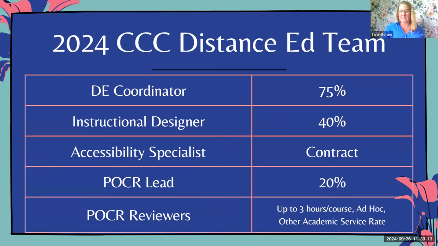It makes a lot of sense, and she's super dedicated to our team. We have an accessibility specialist that works with us. She is on contract and really primarily in support of the POCR program, but I'll show you how we open that up to the campus as well. POCR lead is me at 20%, and then our POCR reviewers, who get up to 3 hours for each course review at our other academic service rate.